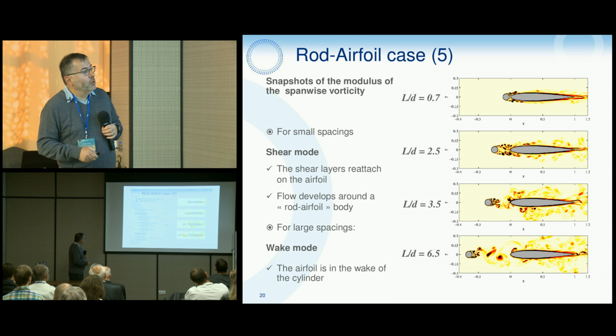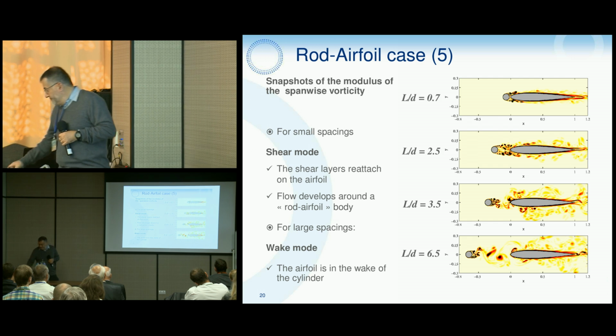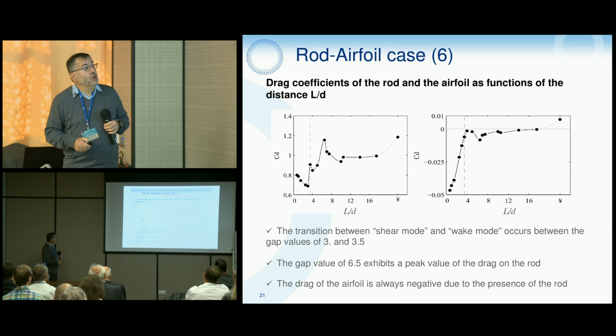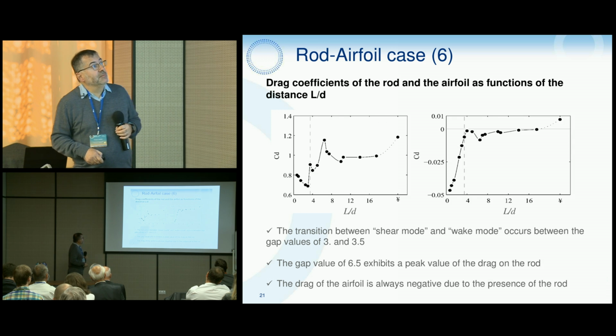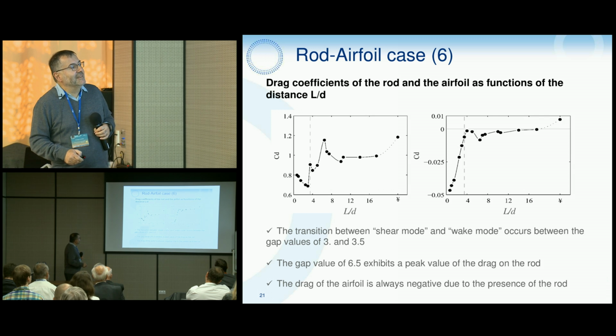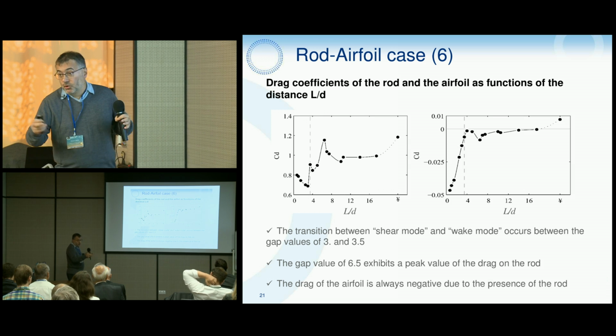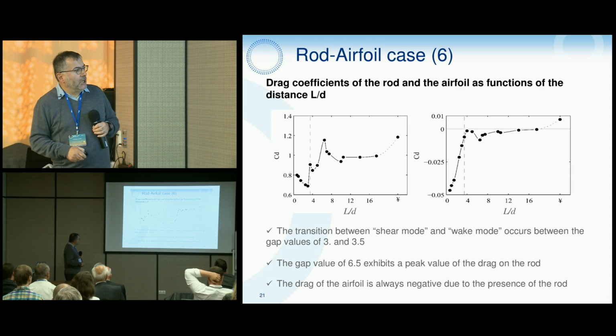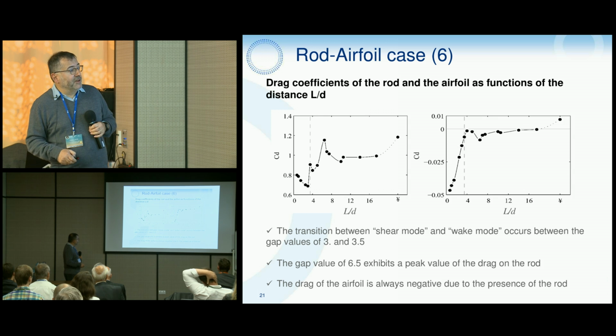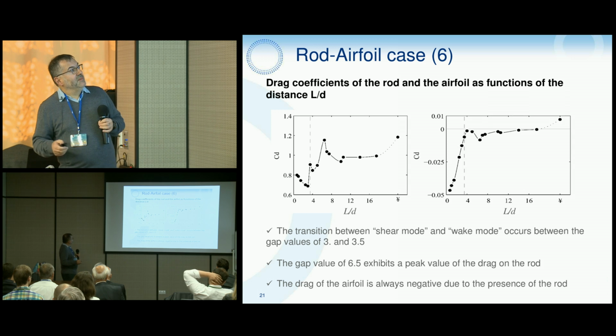For large spacing, we are in a wake mode, where the airfoil is in fact in the wake of the cylinder. If we have a look at the drag coefficient on the rod and the airfoil, we can see that the transition between the two modes occurs between 3 and 3.5. For example, the drag of the airfoil is always negative due to the presence of the rod.